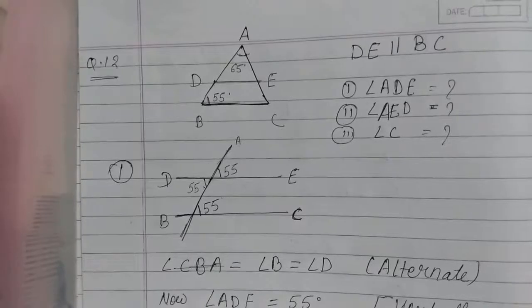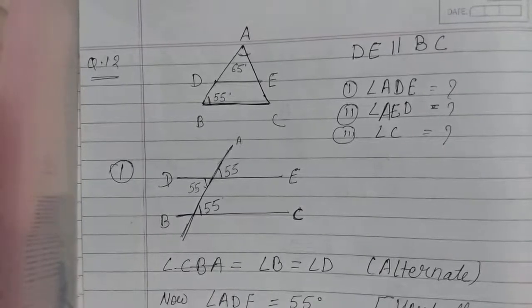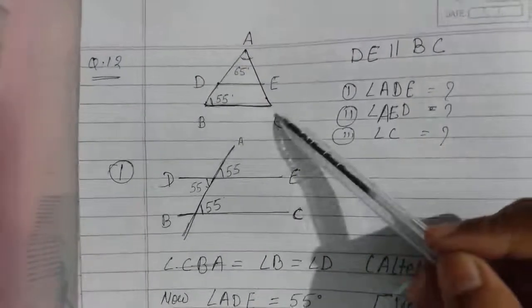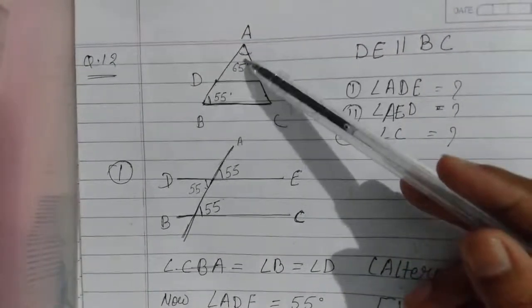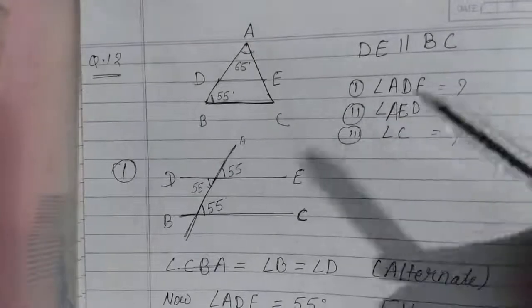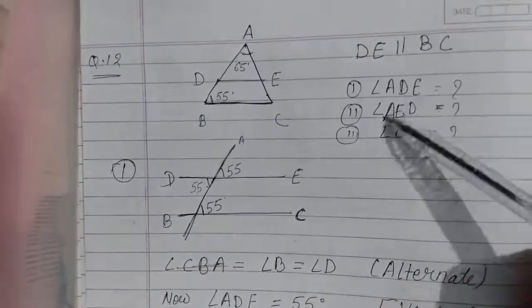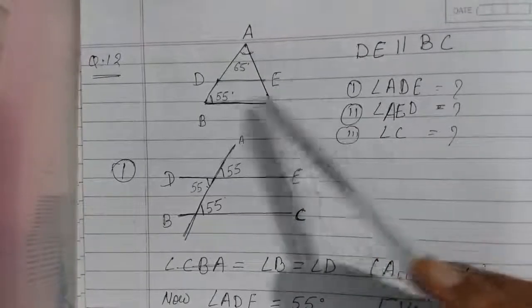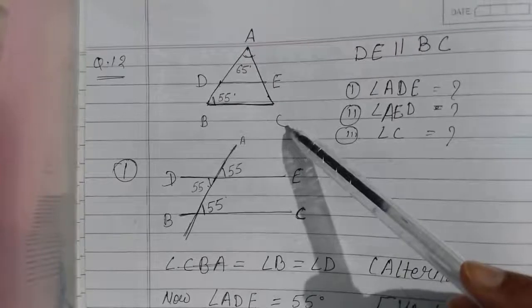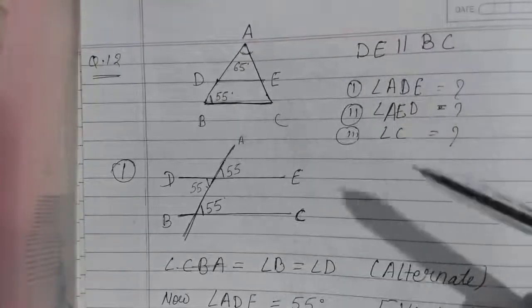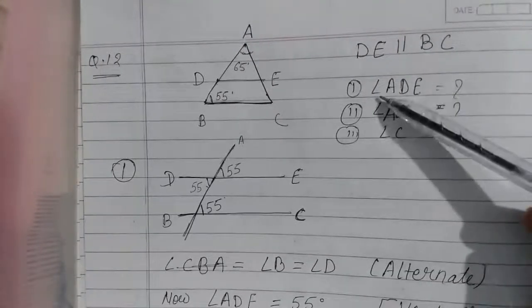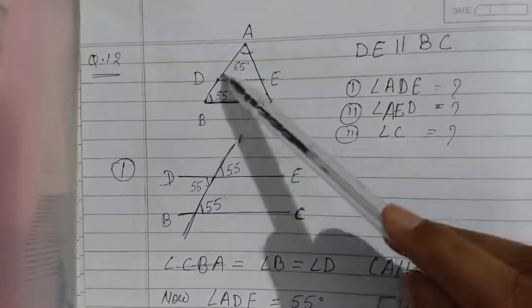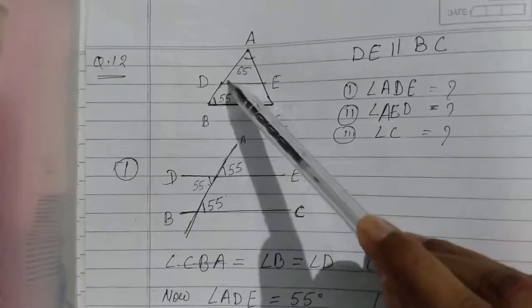Now see question number 12. Here we have a given diagram, triangle ABC, in which angle B and angle A are given and we have to find the other angles, ADE, AED, and angle C. It is also given that line DE is parallel to line BC. So we will start from the first. That means we have to find ADE, this angle.